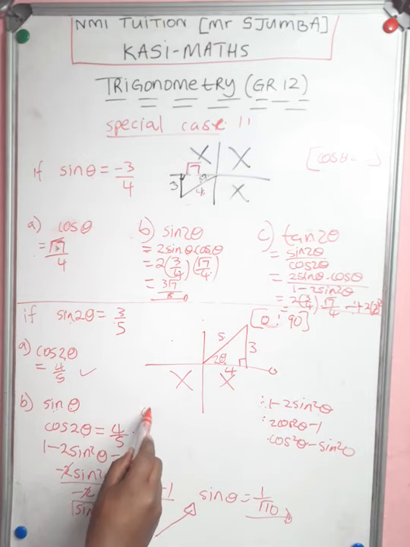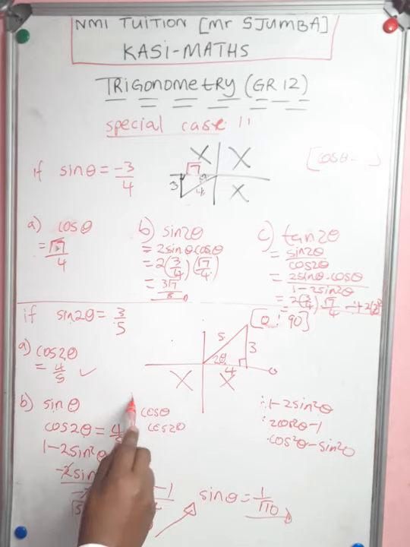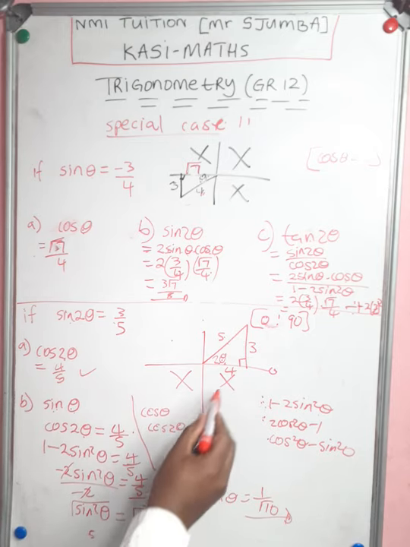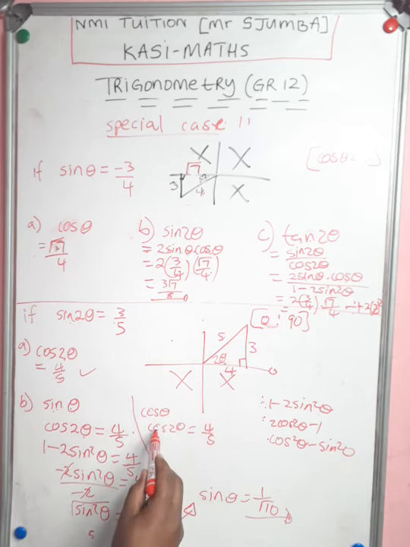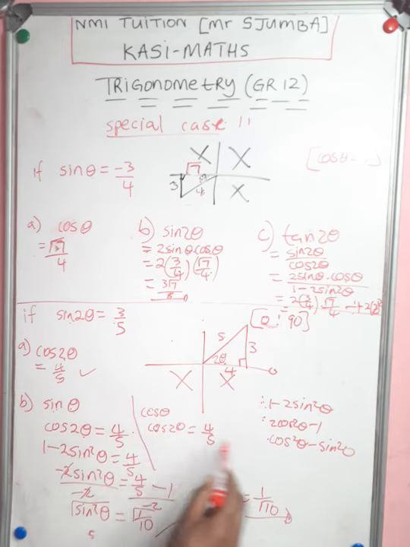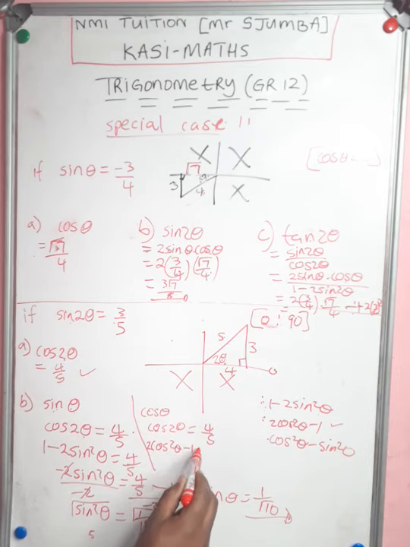Suppose you were asked for cos theta, how would you do it? Take cos 2 theta and write it: cos 2 theta equals 4/5. Then for the double angle of cos, choose the one with cos only. So it will be 2 cos squared theta minus 1 equals 4/5. Then you solve for cos theta. Take minus 1 across, divide by 2, take the square root, and you get the answer, and it will be correct.